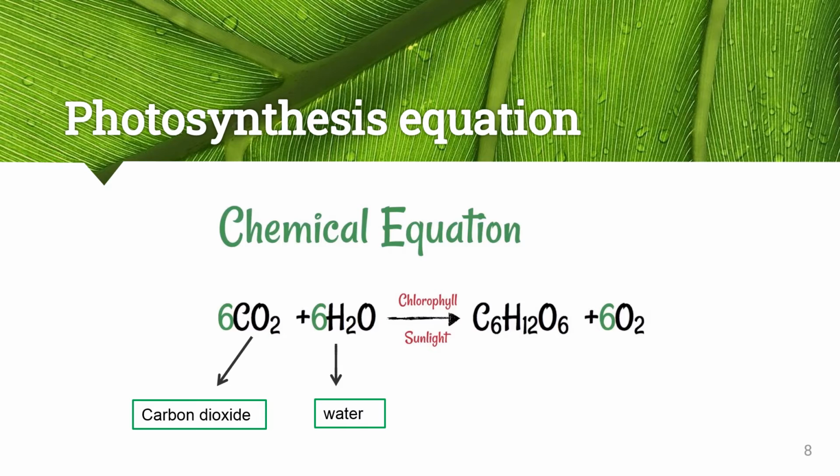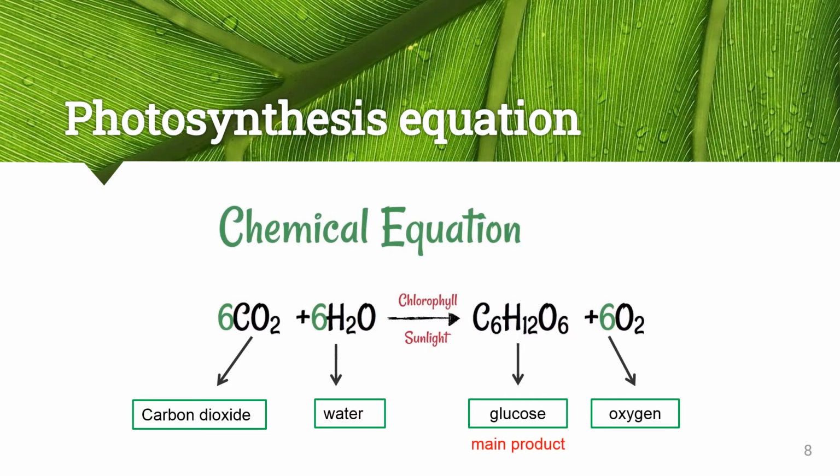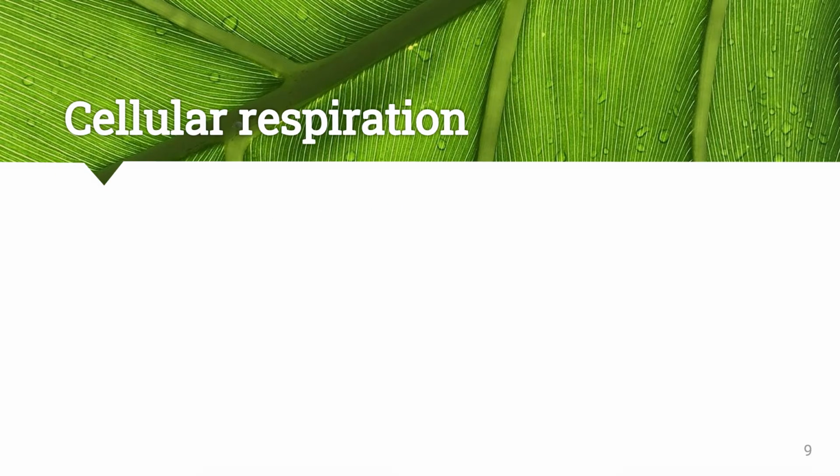Combining carbon dioxide and water, it will yield the glucose, or the sugar component. And of course, we have the oxygen. Remember that the main product of photosynthesis is the glucose, while the byproduct of photosynthesis is the oxygen.